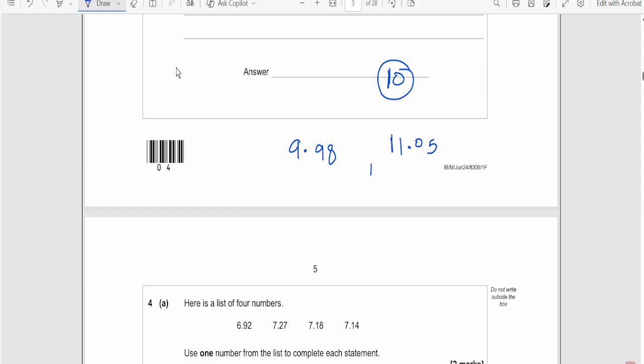9.98, you mean? Yeah, because here if you subtract them, you get 0.02. And if you subtract this from 11.05, you get 1.05. So 10 is closer to 9.98.